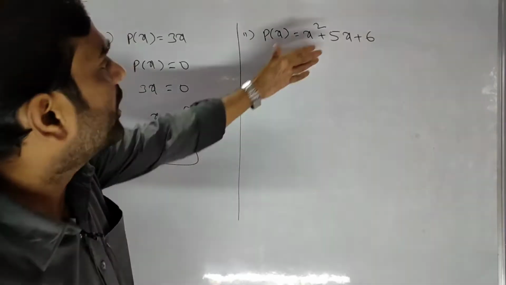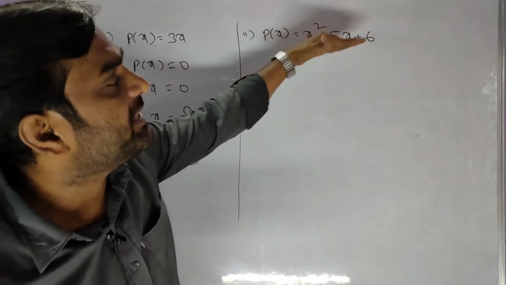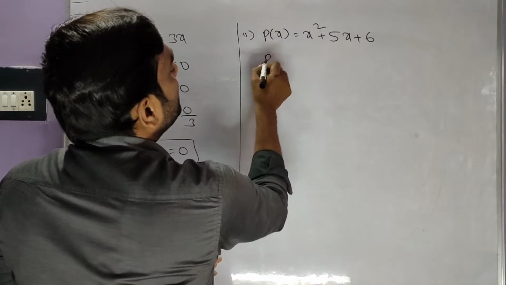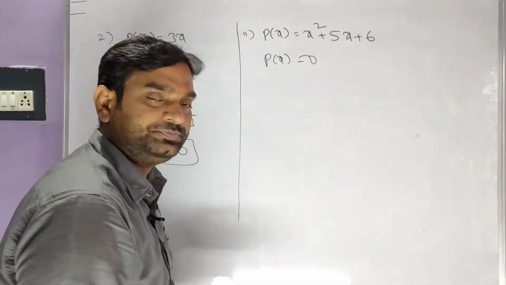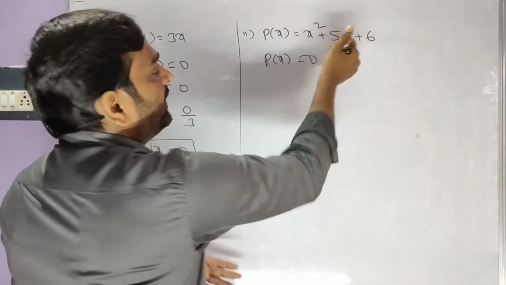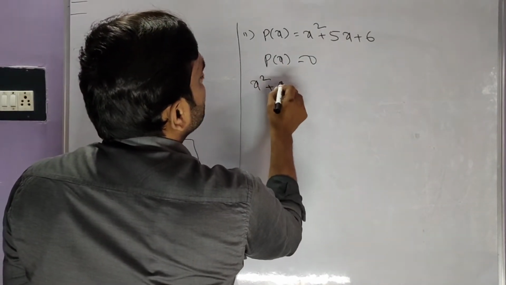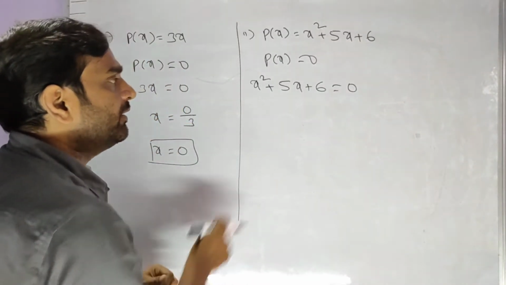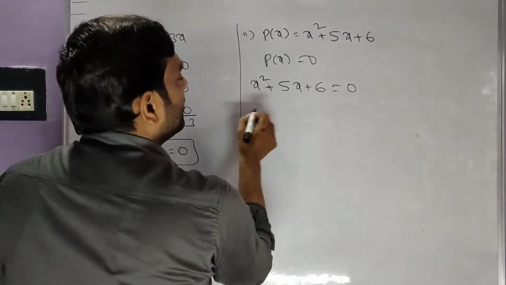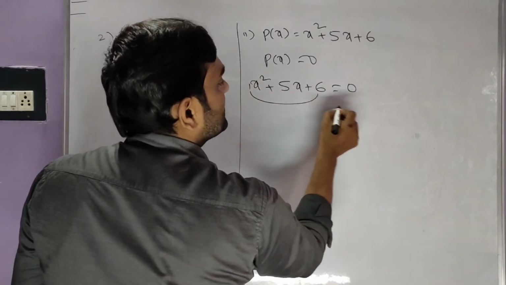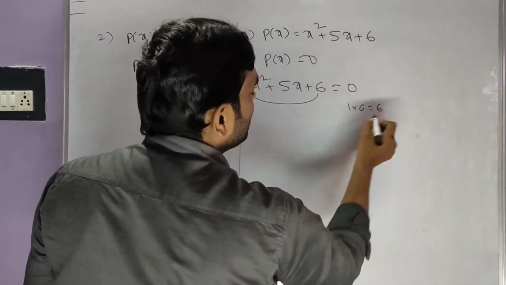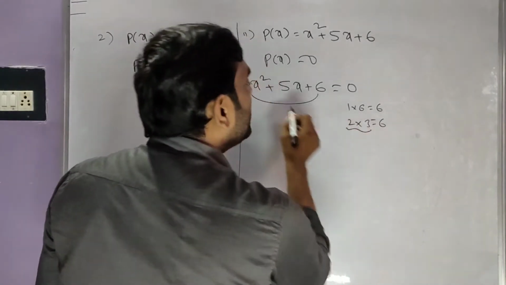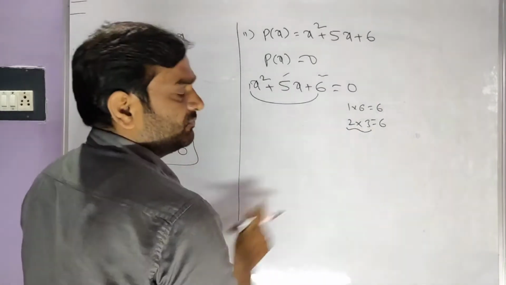Now coming to this quadratic polynomial, x squared plus 5x plus 6 is given. Find the zeros of this polynomial. First we have to make p of x equal to 0. Then x squared plus 5x plus 6 equals 0. Factorize this. Factors of 6: 2 and 3, whose product is 6. The sum of the two factors should be 5 and the product should be 6. Those are 2 and 3.